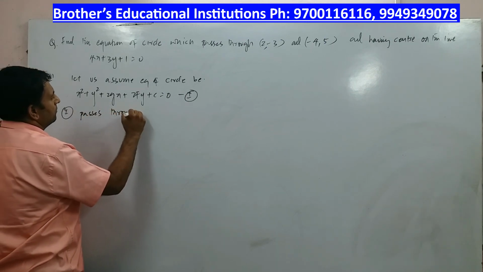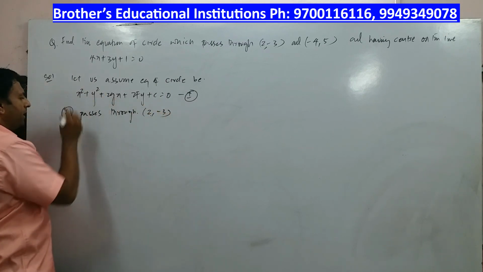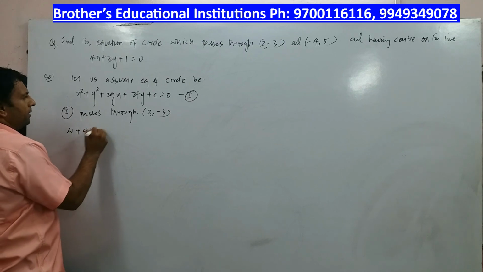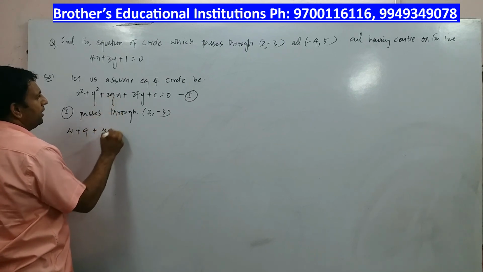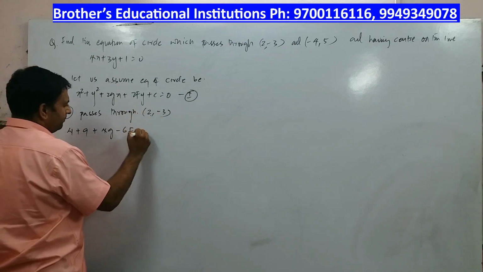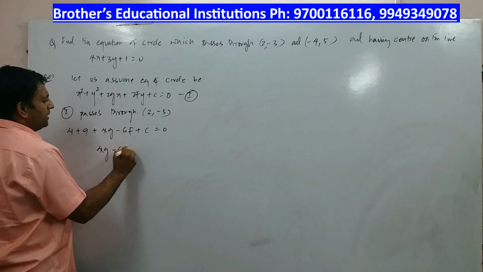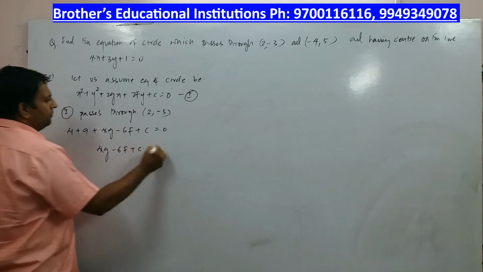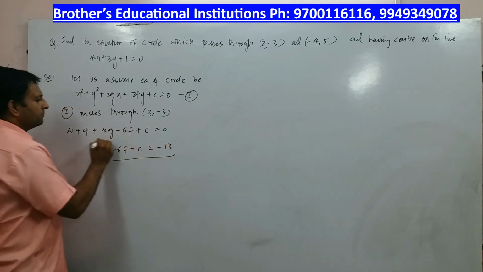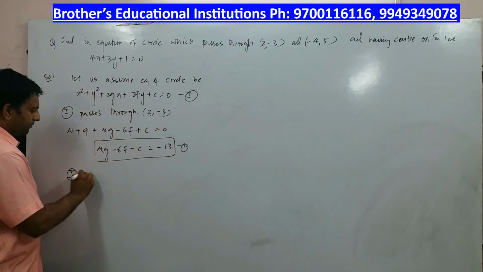I passes through (2, -3). Take this point and substitute: 4 + 9 + 2 2s are 4g, and 2 into y, which is -3, is -6f, plus c is equal to 0. So 4g - 6f + c = -13. Equation 1.